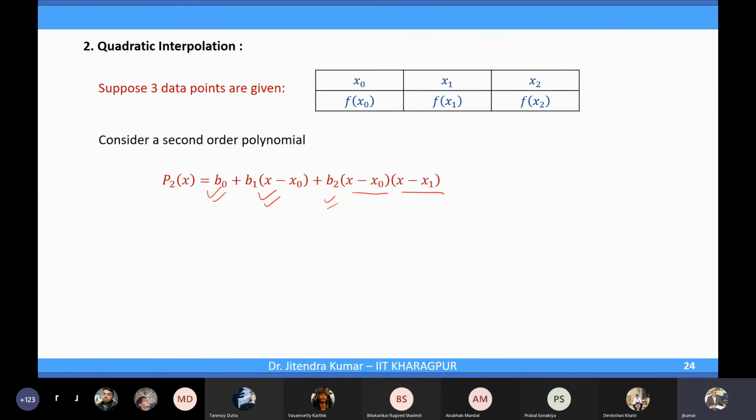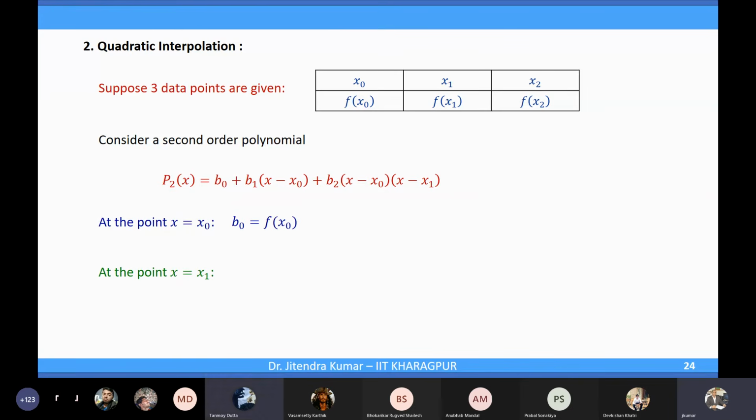This is a quadratic polynomial, a general quadratic polynomial we have taken, but in this special format. And the same thing we will be doing: x is equal to x0, you will compute b0. So directly you got b0. So you will get all these coefficients without solving a system of equations and so on.